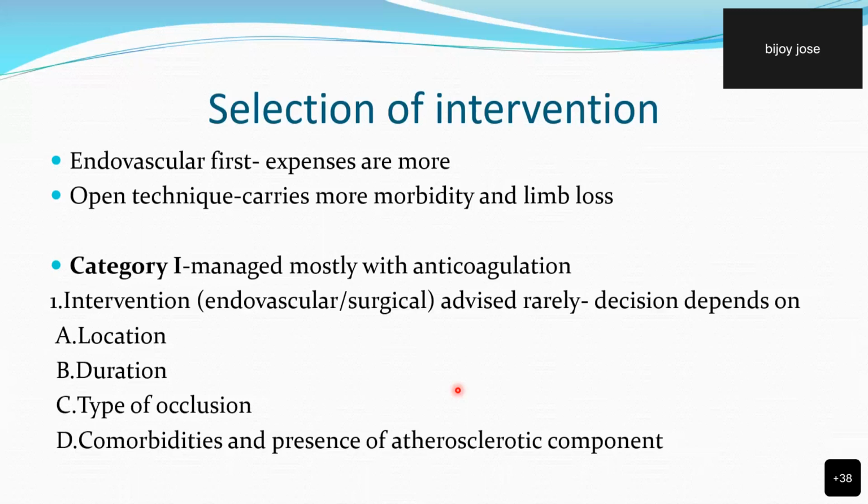So if a young patient, otherwise fit, presents with acute limb ischemia, it is always better to proceed with either endovascular or surgical intervention to revascularize the limb, because in the long term the patient is going to have a better outcome. But in an elderly patient with multiple comorbidities, where intervention, whether endovascular or surgical, is going to be high risk for the patient, if we can manage the limb ischemia with anticoagulation, that is going to be the option.